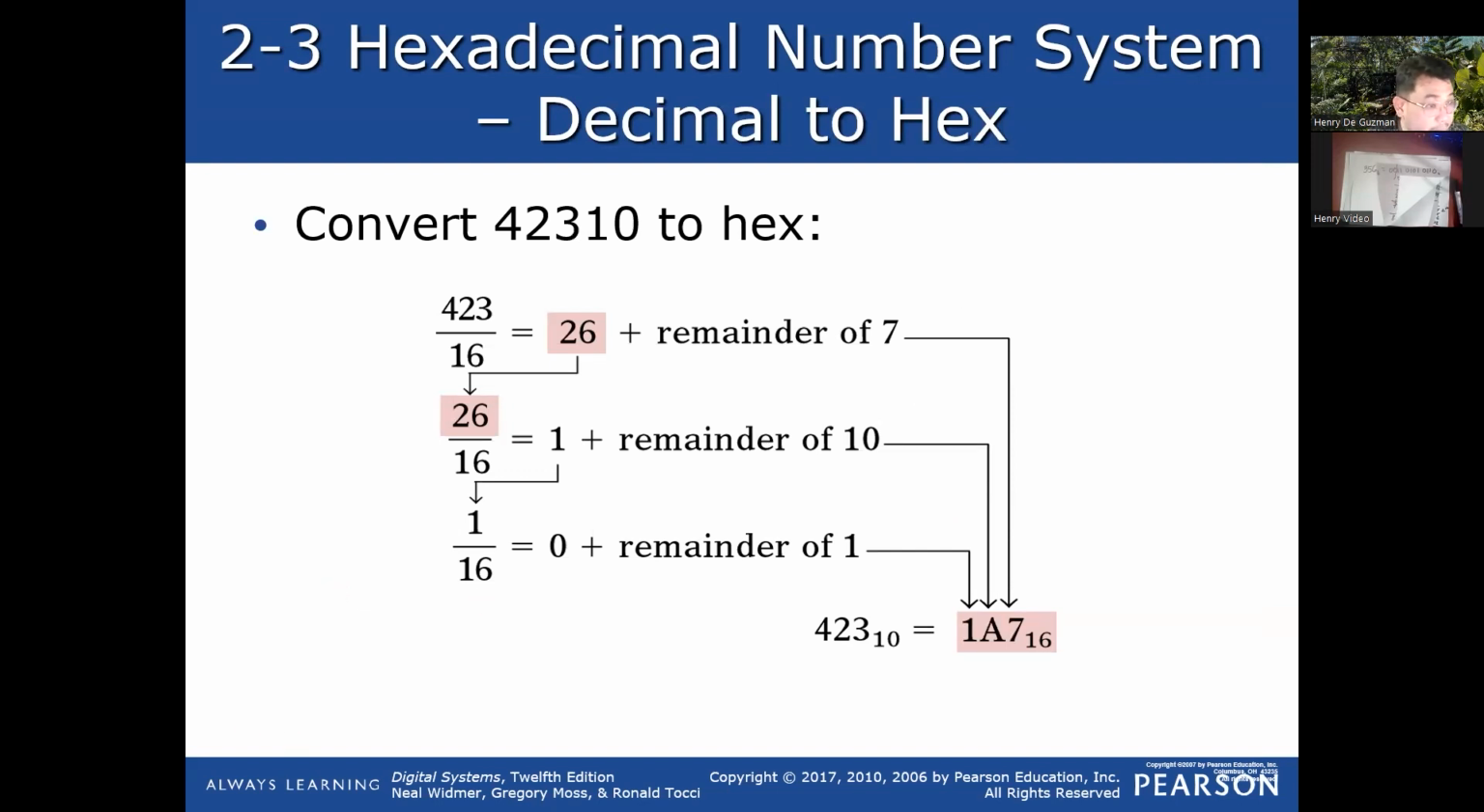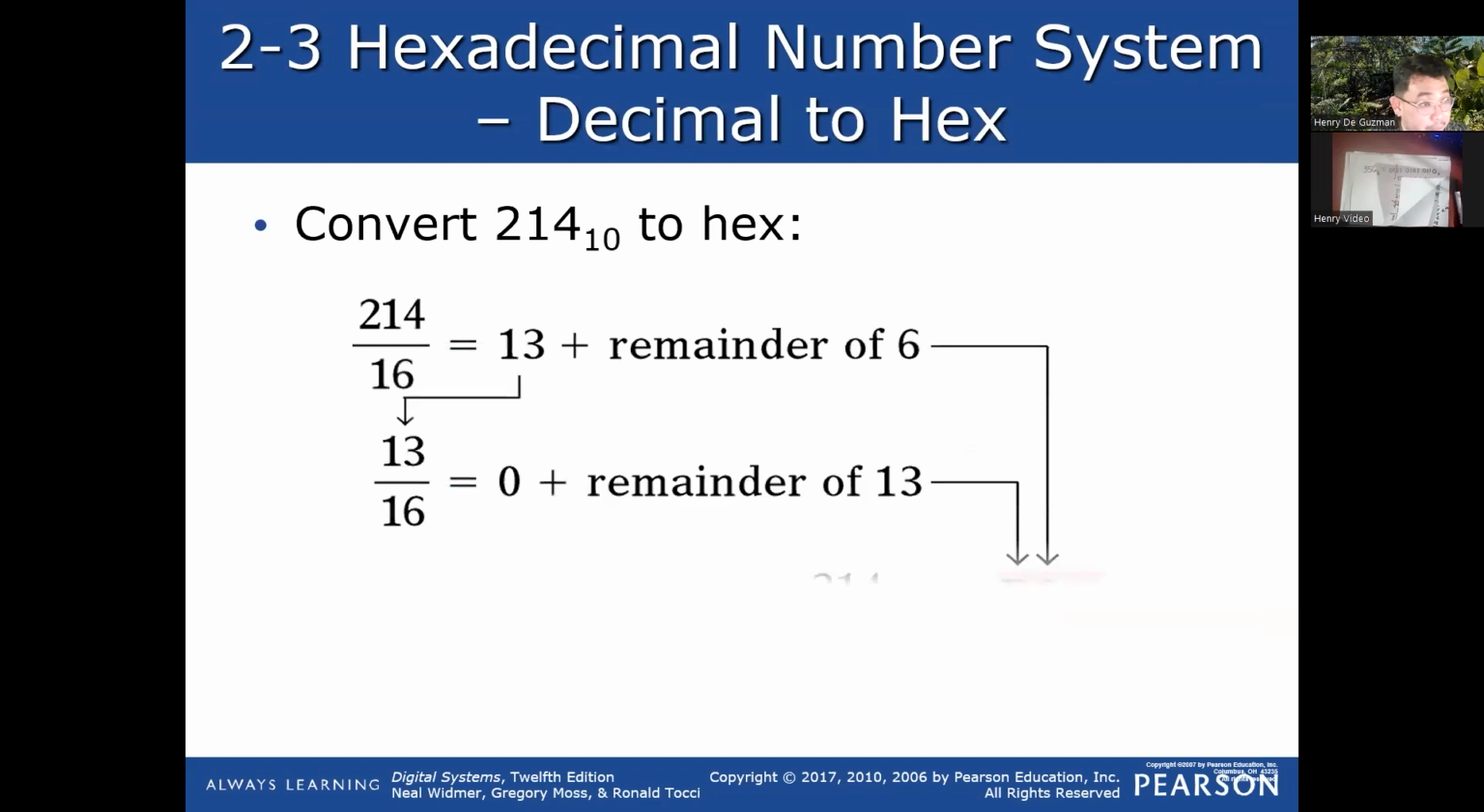Okay? So, another example, 214 base 10. Divided by 16, that's 13, remainder 6. 13 divided by 16, that is 0, remainder 13. So, 13 is D, and then 6, base 16.